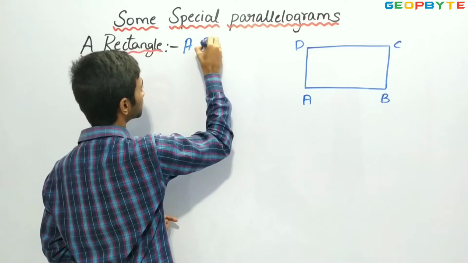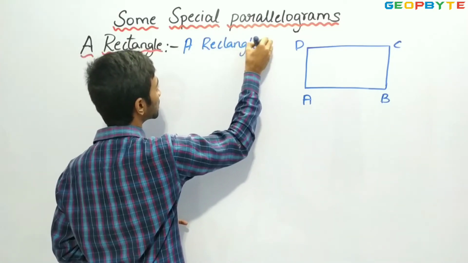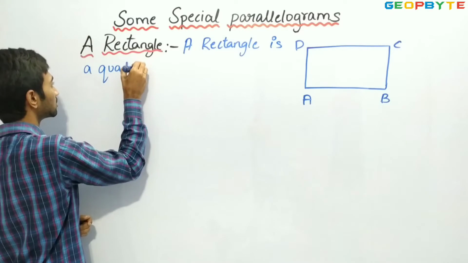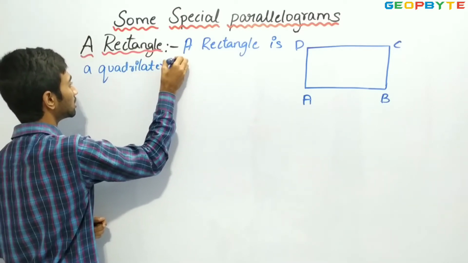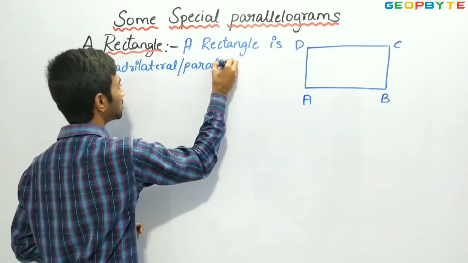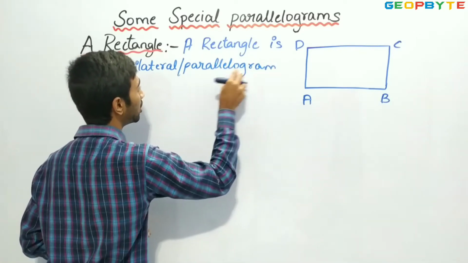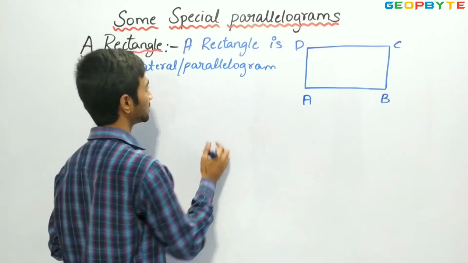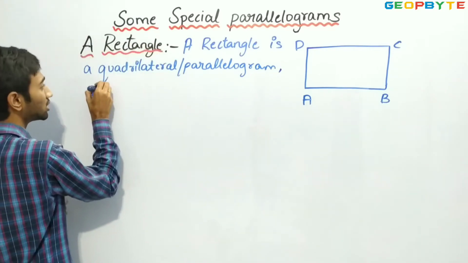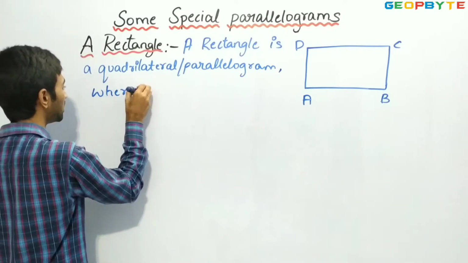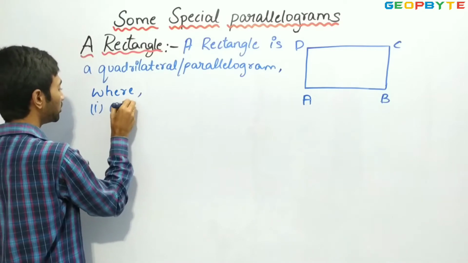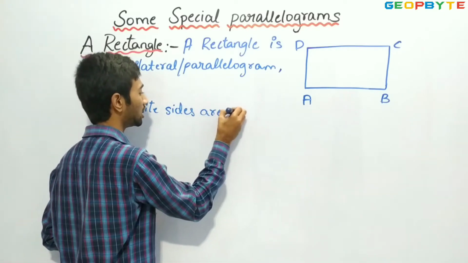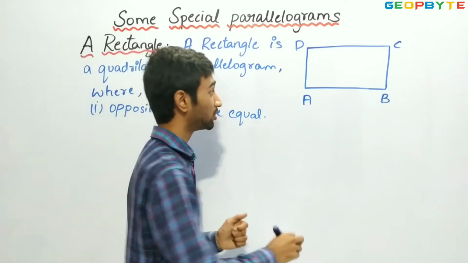A rectangle is a quadrilateral or a parallelogram. We know that all parallelograms are quadrilaterals, so it can be called as either quadrilateral or parallelogram. So a rectangle is a quadrilateral or parallelogram where opposite sides are equal. So in a rectangle, opposite sides are equal.